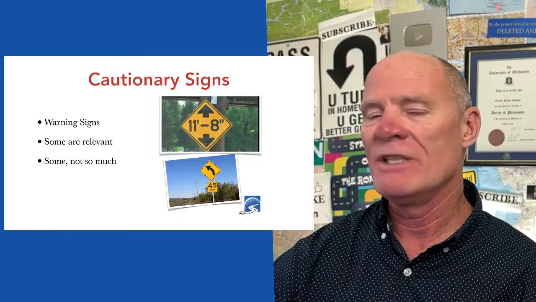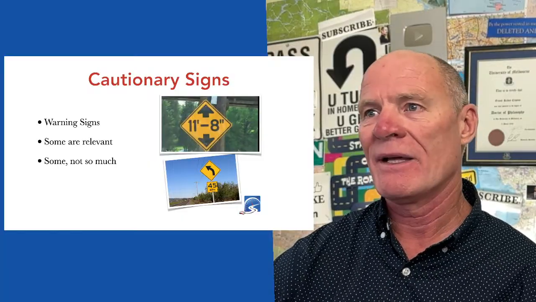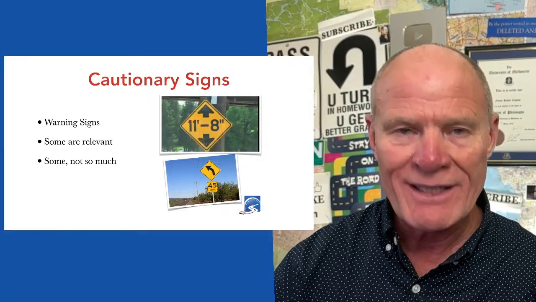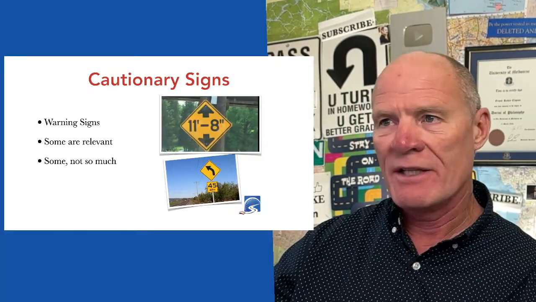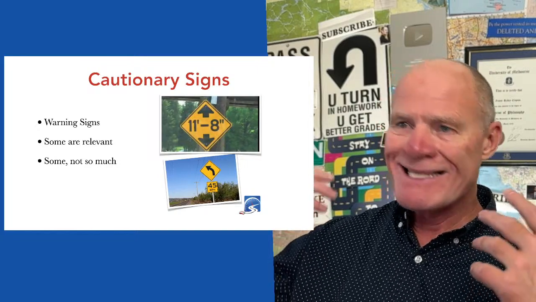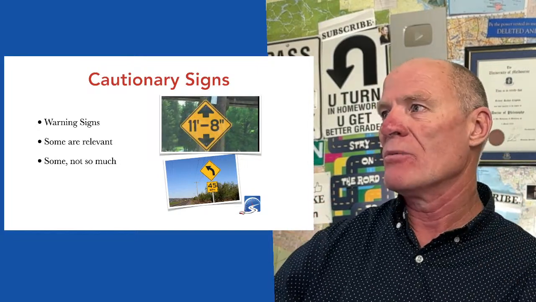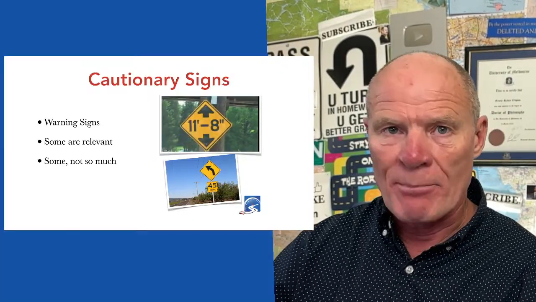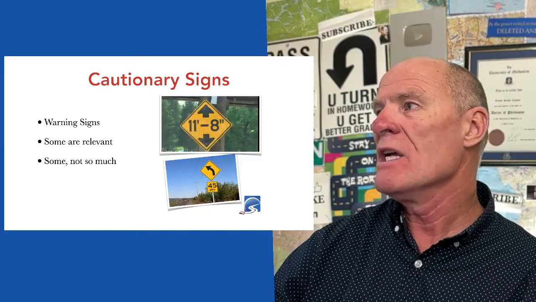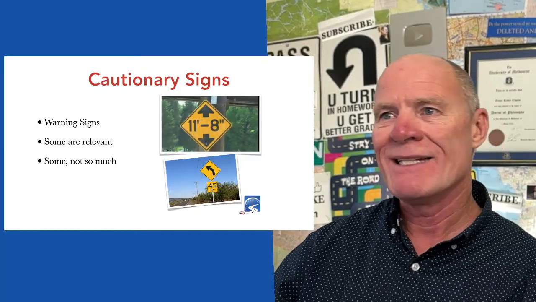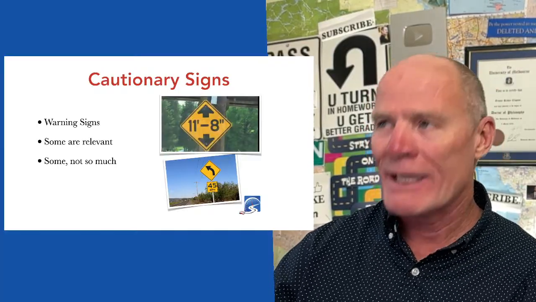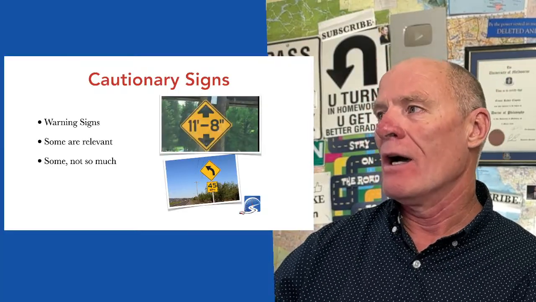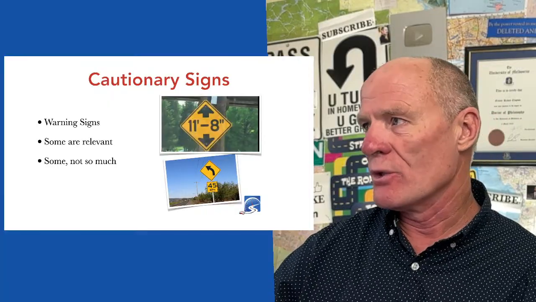Cautionary signs, as I said, are diamond in shape. They have yellow backgrounds and black lettering or symbols. These are warning signs. Some of them are relevant and some are just there to give you some information. Some of them will save your life, some of them not so much. If you're driving larger vehicles like camper vans, or you move up to driving a bus or semi-trucks, you need to pay attention to height signs. This becomes incredibly important for semi-truck drivers: low overpasses, bridges, those types of things.